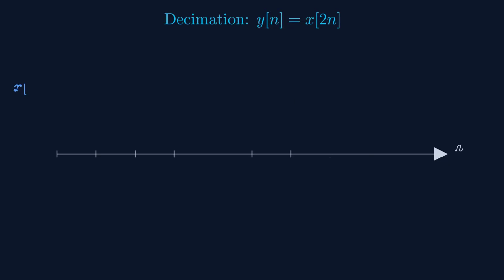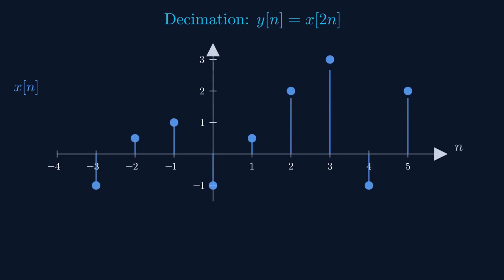Let us find x of 2n using the divide and check method. Given x of n with values negative 1, 0.5, 1, negative 1, 0.5, 2, 3, negative 1, 2, defined from n equals negative 3 to n equals 5. For each index in x of n, we check, can n be divided by 2 to give an integer?